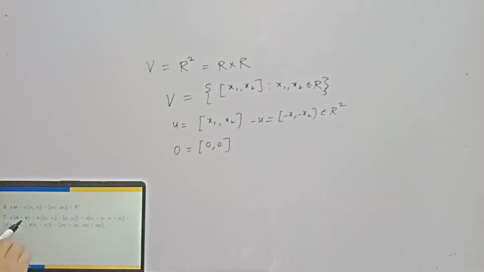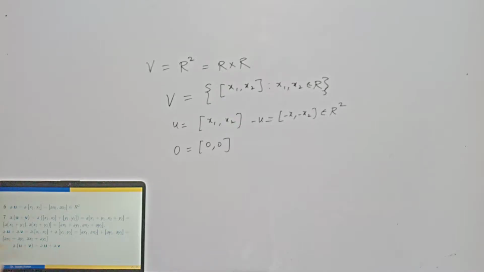Seventh, one scalar, two vectors. a dot (u plus v). Solve it. First apply vector addition. You get this. Then use scalar multiplication definition. Multiply coordinate wise. This is the output. So this is the output of the left hand side, a dot (u plus v). Now solve the right hand side, a dot u plus a dot v. You can see output is same in both the sides. So seventh property is satisfied.